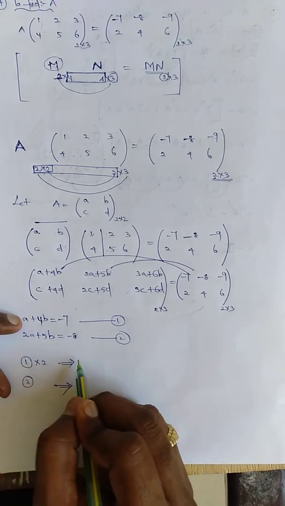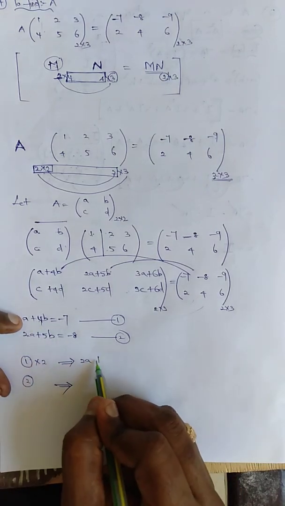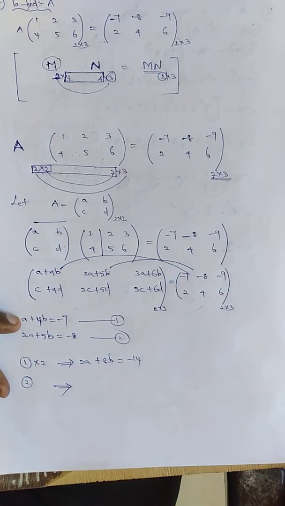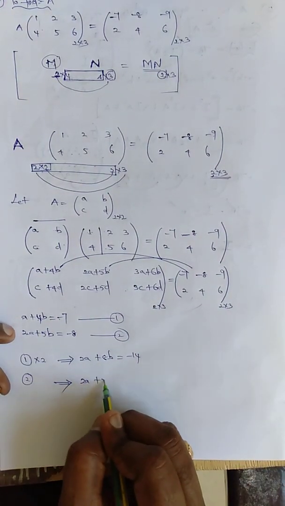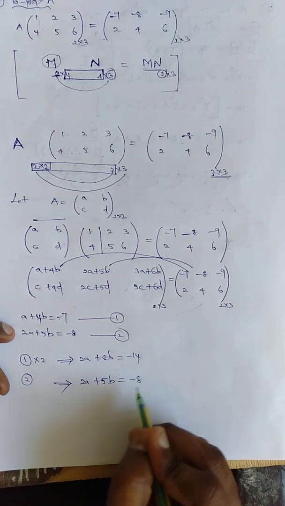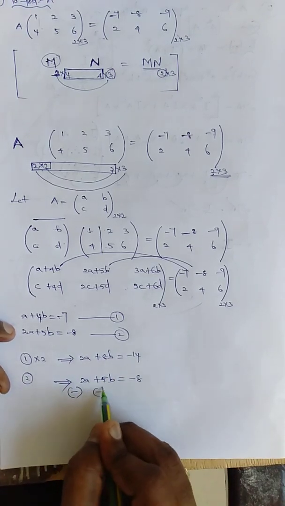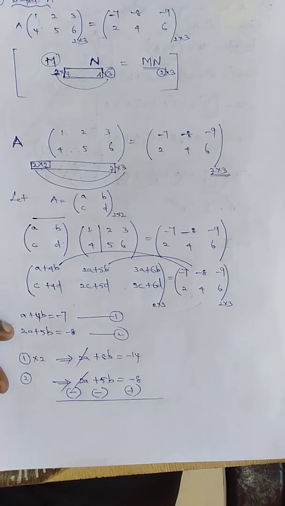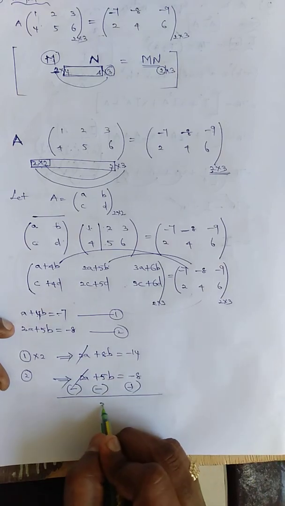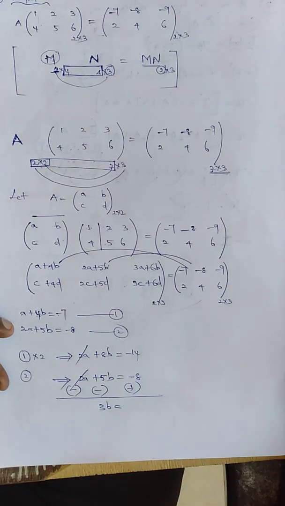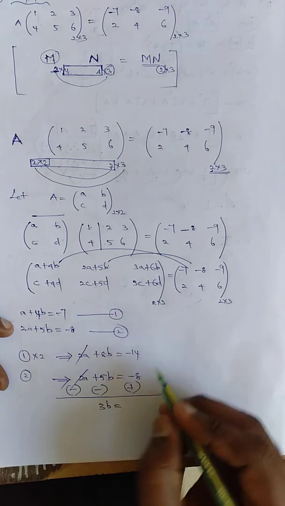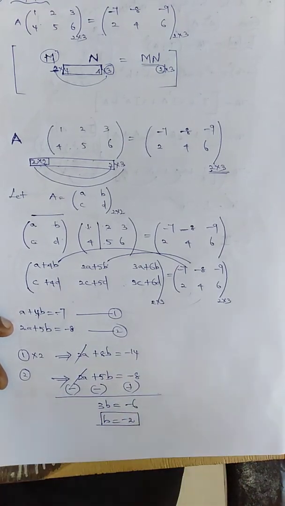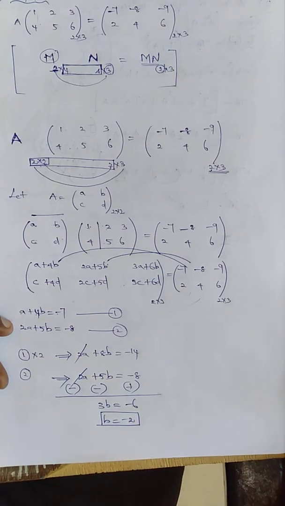Equation 1 multiplied by 2: 2 into a is 2a, 2 4s are 8b, minus 7 2s are minus 14. Next, write 2a plus 5b is equal to minus 8. Subtract: plus 2a minus 2a gets cancelled. 8b minus 5b is 3b. Minus 14 plus 8 is minus 6. So b is equal to minus 2. We got b equal to minus 2.